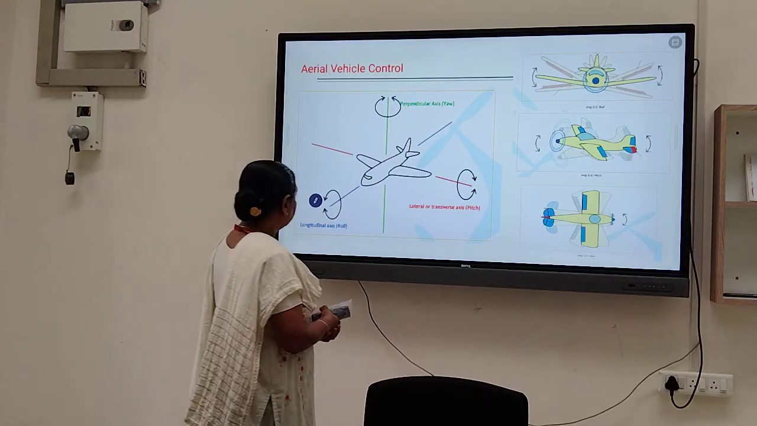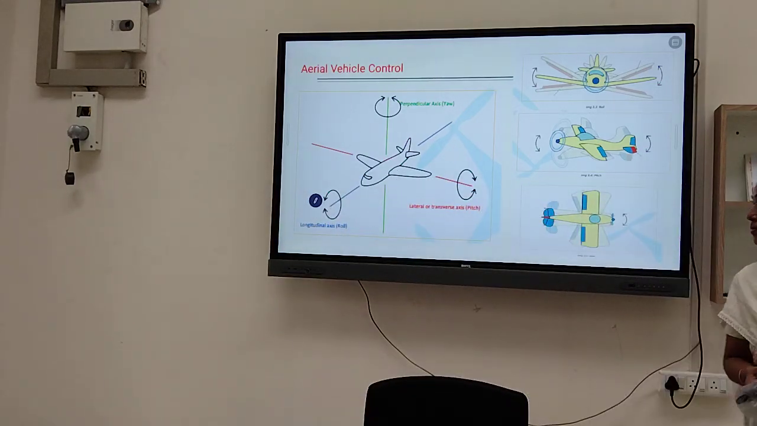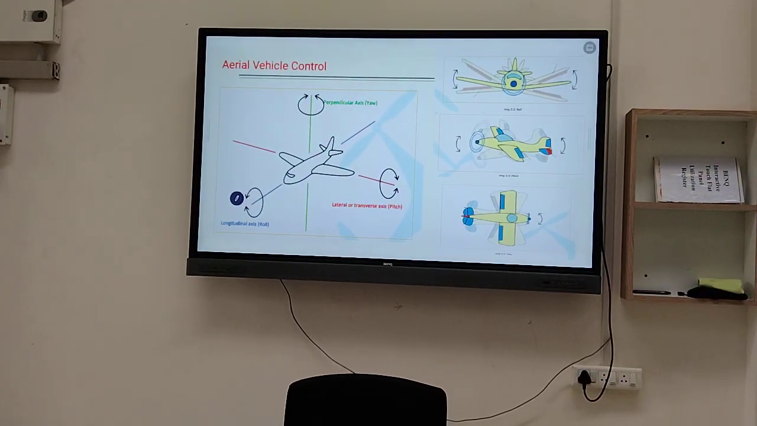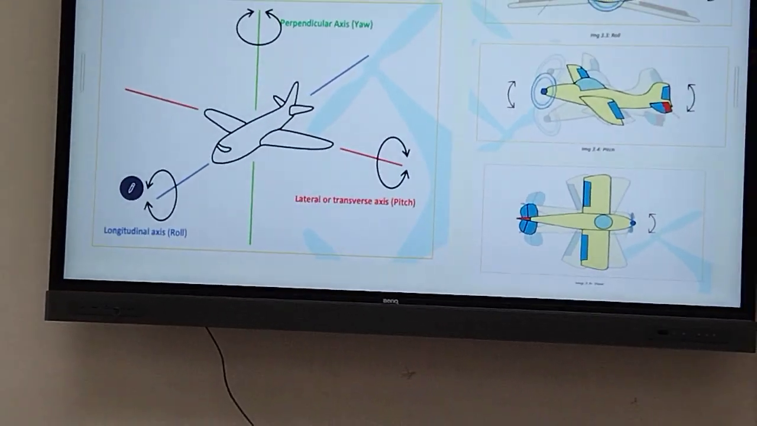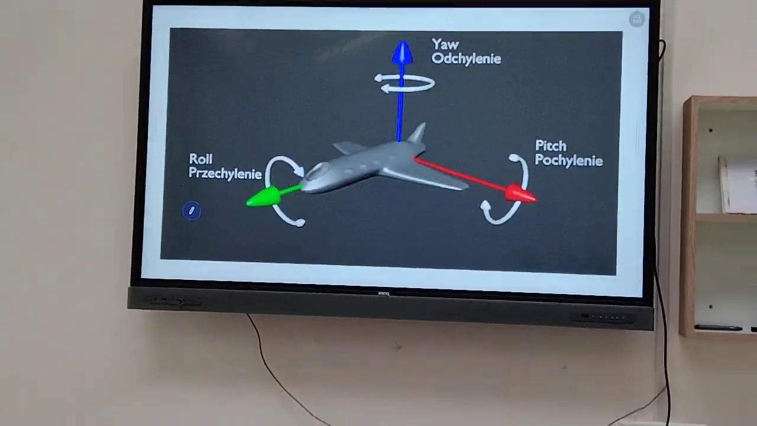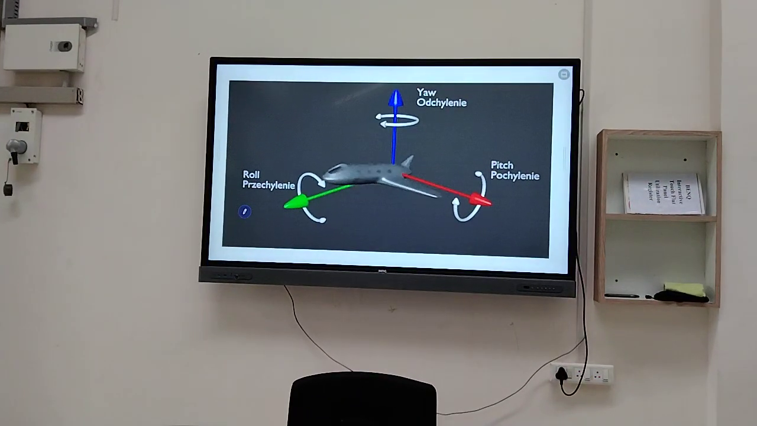Then see here. Three motions are shown: yaw motion, pitch motion, and rolling motion. Along 3 different axes, these 3 motions will take place. See, the rolling action is also shown in the diagram, then the pitching action and the yawing action. In the next diagram, it will be clearer again. Along the 3 axes, there are 3 different actions.